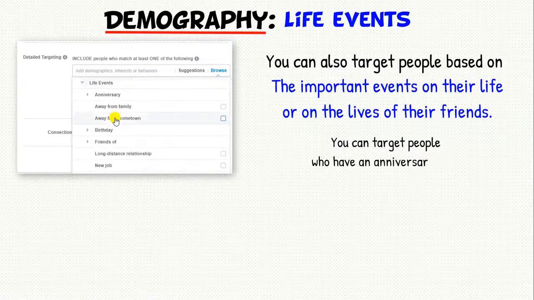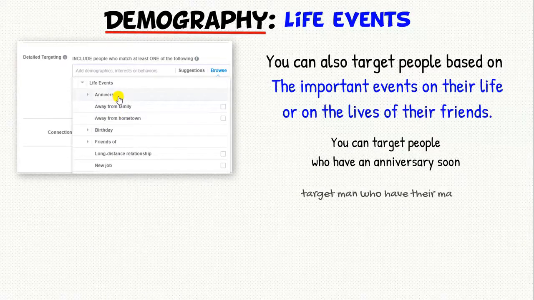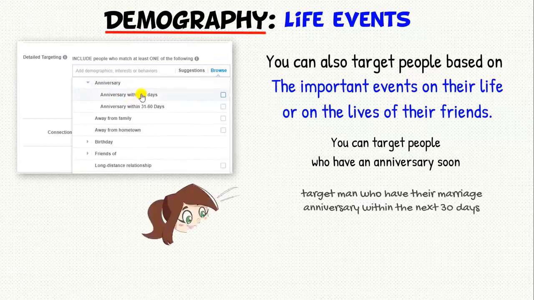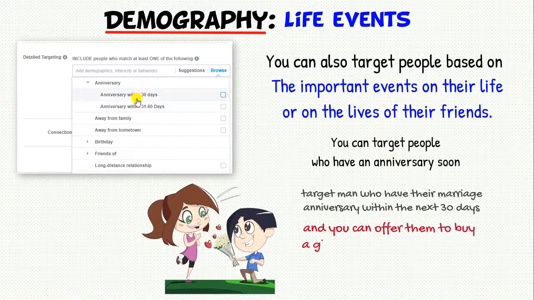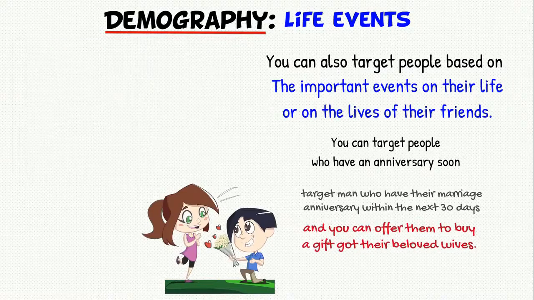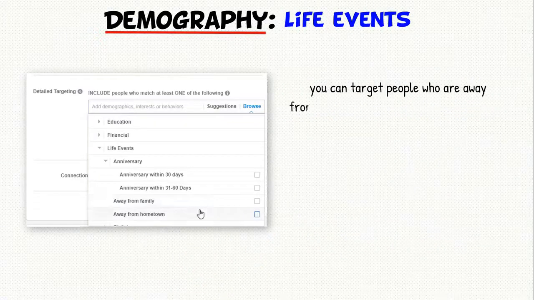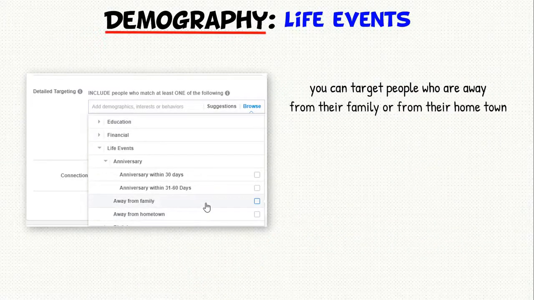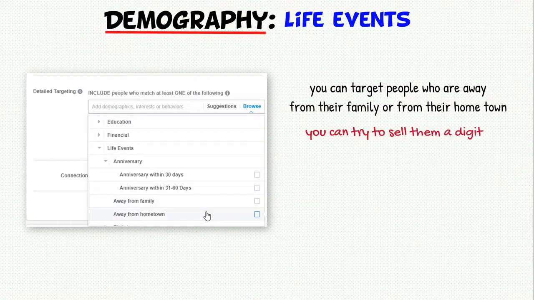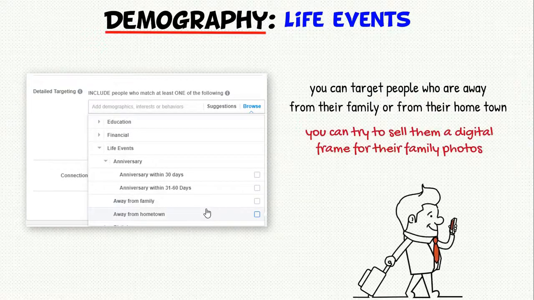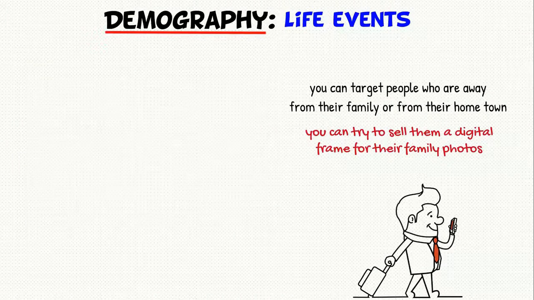You can target people who have an anniversary soon, like you can target men who have their marriage anniversaries within the next 30 days, and you can offer them to buy gifts for their beloved wives. Or you can target people who are away from their families and from their hometown, and maybe you can try to sell them a digital frame for their family photos or whatever product related to their current state.